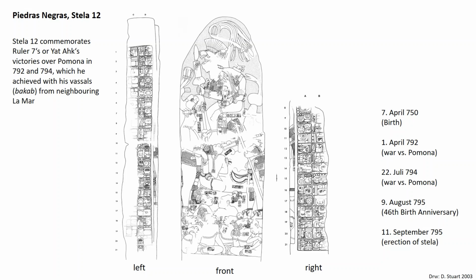And you see here some of the dates. The inscription mentions the birth in 750, that's the exact date. The cool thing with Maya inscriptions is that we have a day-exact calendar system, meaning that we can say that a monument was erected on a specific day. And a war is mentioned, there's a second war mentioned. Then we have the 46th birth anniversary. And lastly, the last date of the monument is the erection of the Stela. And this is all contained in here.